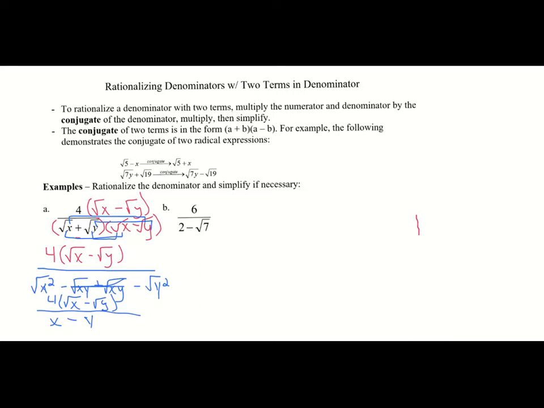Now for B, we are going to multiply everything here by 2, but instead of minus the square root of 7, we're going to do 2 plus the square root of 7.